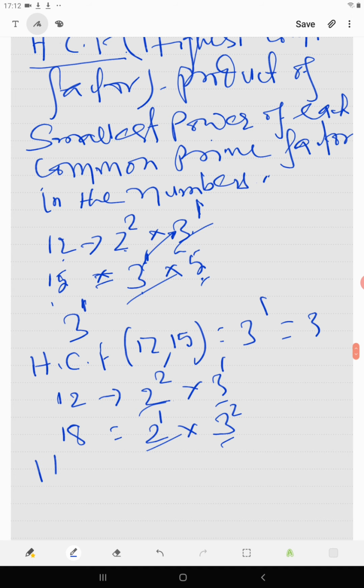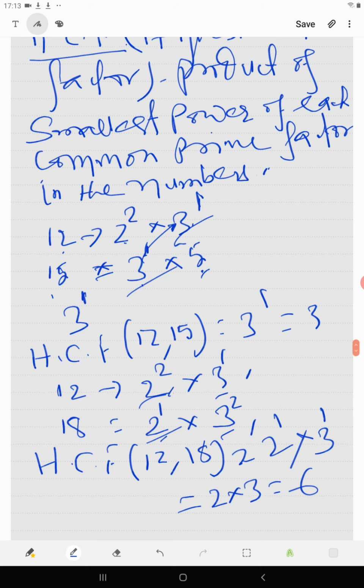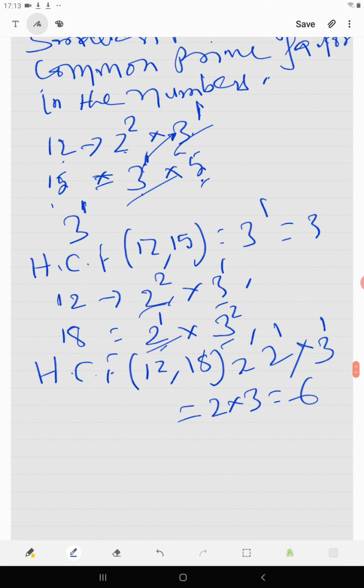So HCF will be given as the smallest power of 2. So what is the smallest power of 2? 12 has 2 square, 18 has 2 to the power 1. So the smallest is 2 to the power 1. So I will select 2 to the power 1 into, in 12 we have 3 to the power 1, in 18 we have 3 square. So what is the smallest one? 3 to the power 1. So 2 to the power 1 is 2, 3 to the power 1 is 3, so 2 into 3 is 6. So we have got HCF as 6.